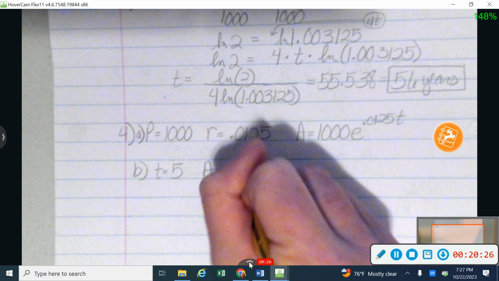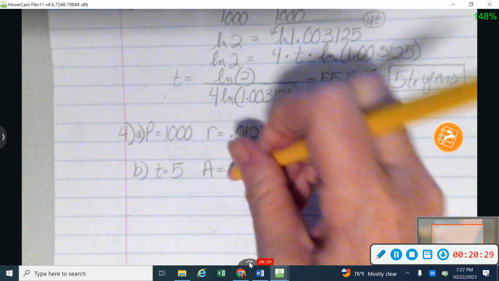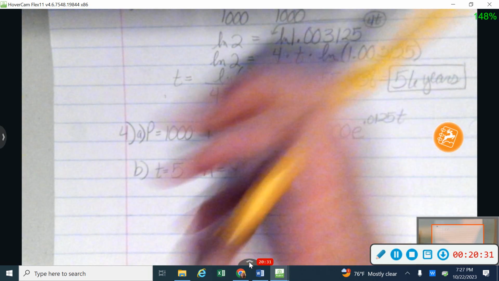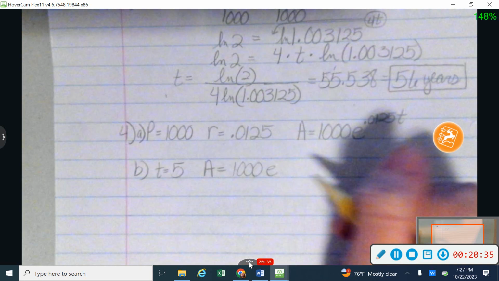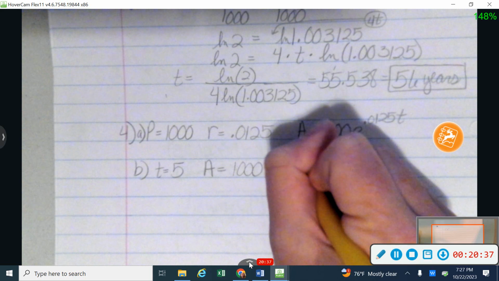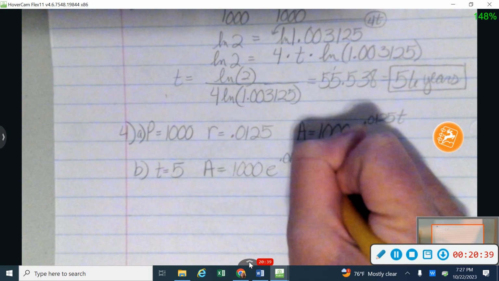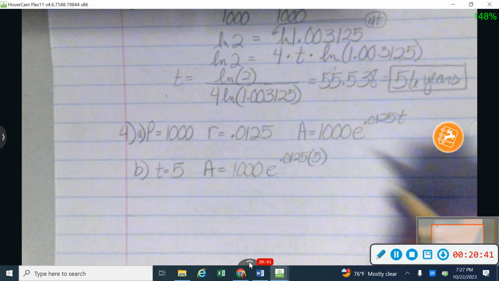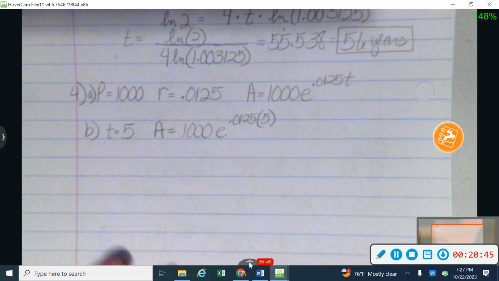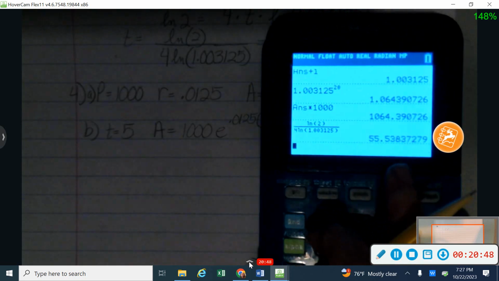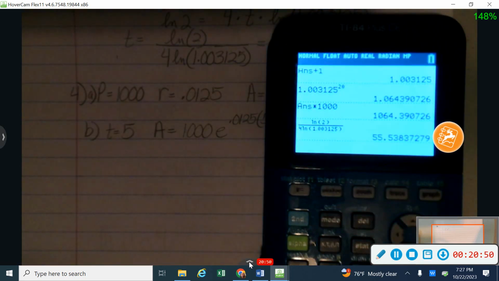So A is equal to P. Oops, already know P. So that's my $1,000, e to the r, 0.0125 times t, times 5 power. All right, again, I put all of that into my calculator. I am going to put it in a little bit separately.